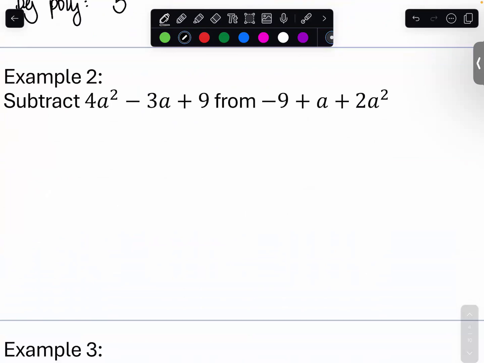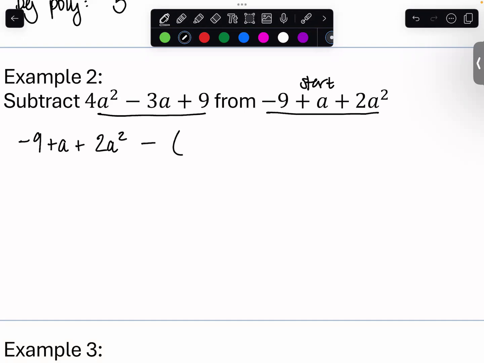Now we're going to subtract this expression from this other one. Now notice we are starting with a negative 9 plus a plus 2a squared, and I'm taking away the other polynomial from it. So I'm going to set up negative 9 plus a plus 2a squared, and I'm going to subtract the entire polynomial, 4a squared minus 3a plus 9 from it.